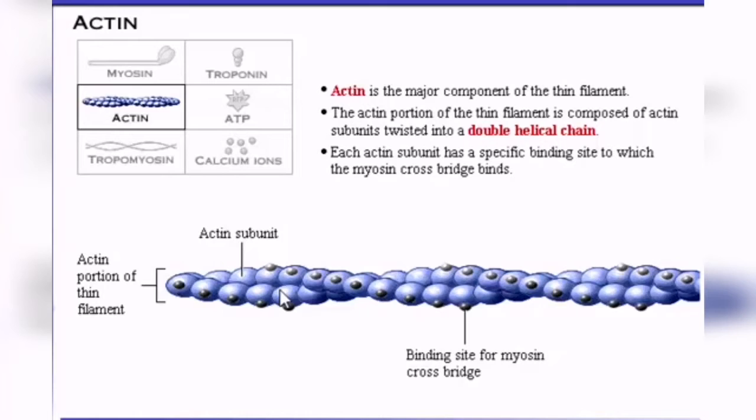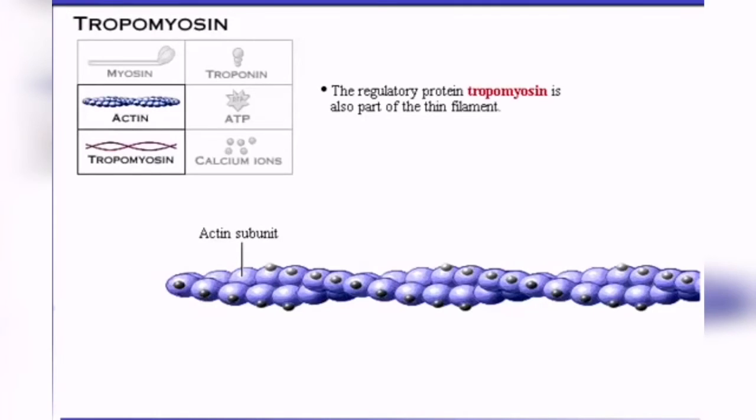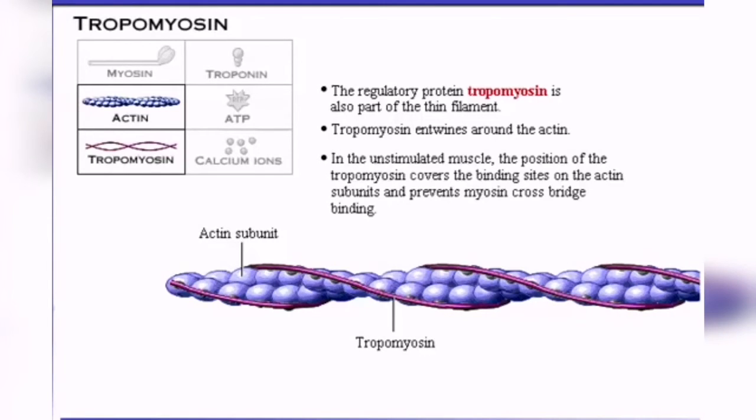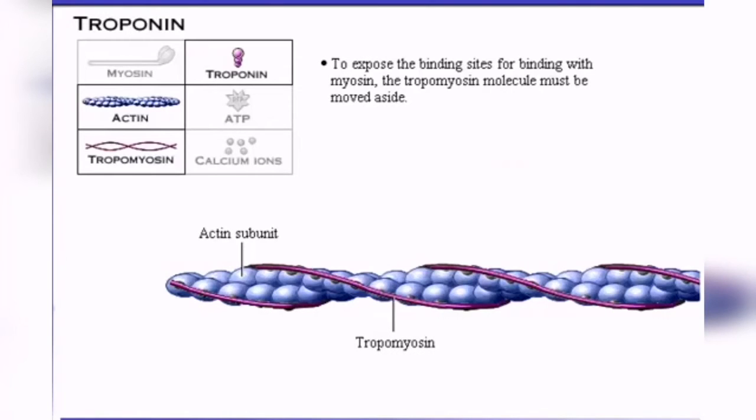The regulatory protein tropomyosin is also part of the thin filament. Tropomyosin entwines around the actin. In the unstimulated muscle, the position of the tropomyosin covers the binding sites on the actin subunits and prevents myosin cross bridge binding. To expose the binding sites for binding with myosin, the tropomyosin molecule must be moved aside.